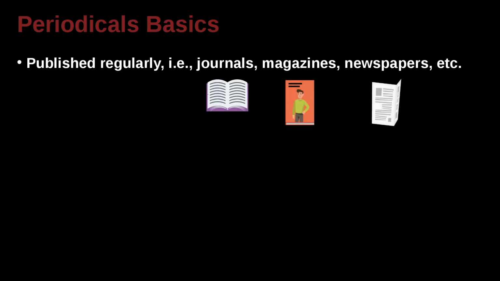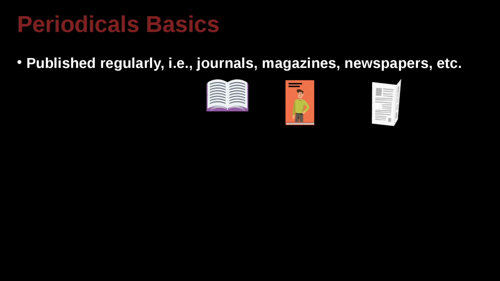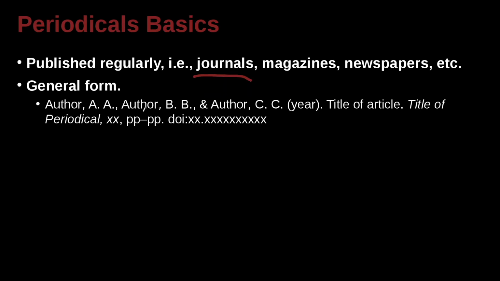Let's start out with some of the basics. So we call them periodicals. Periodicals are journals, magazines, newspapers. Of course, if you're a researcher, the thing you'll be dealing with most of the time is the idea of the journals that you'll be citing. So let's take a look at the general form for APA.